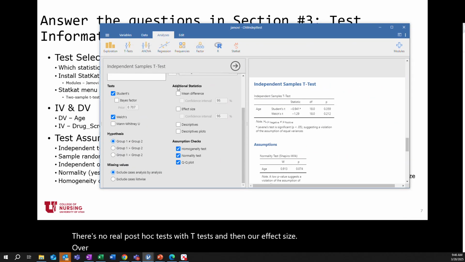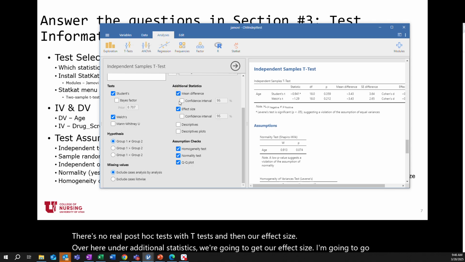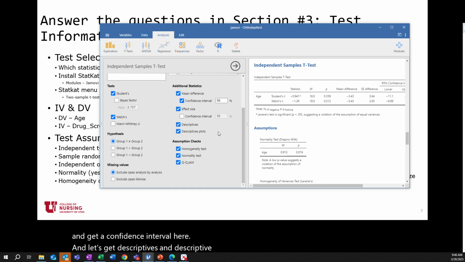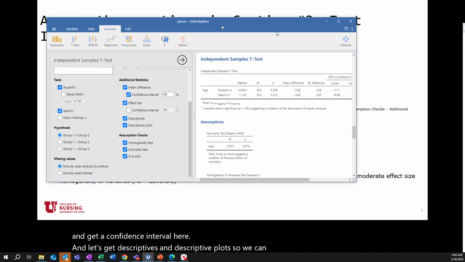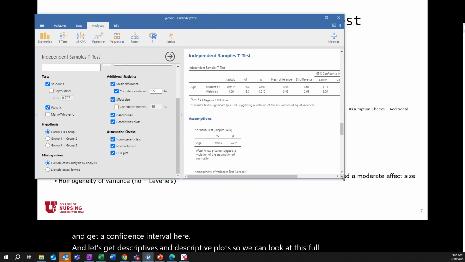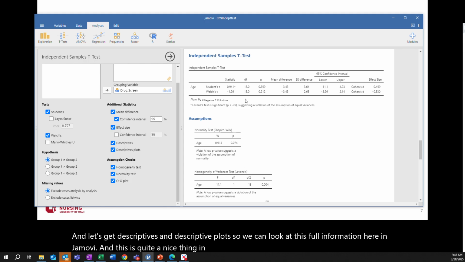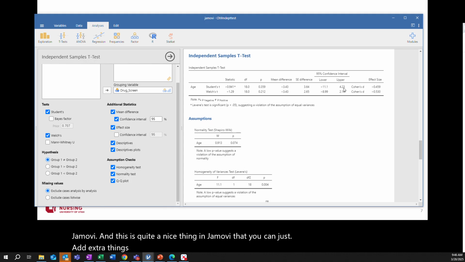And then our effect size, over here under additional statistics, we're going to get our effect size. I'm going to go ahead and get a confidence interval here, and let's get descriptives and descriptive plots. So we can look at this full information here in Jamovi, and this is quite a nice thing in Jamovi, that you can just add extra things in and the output updates.